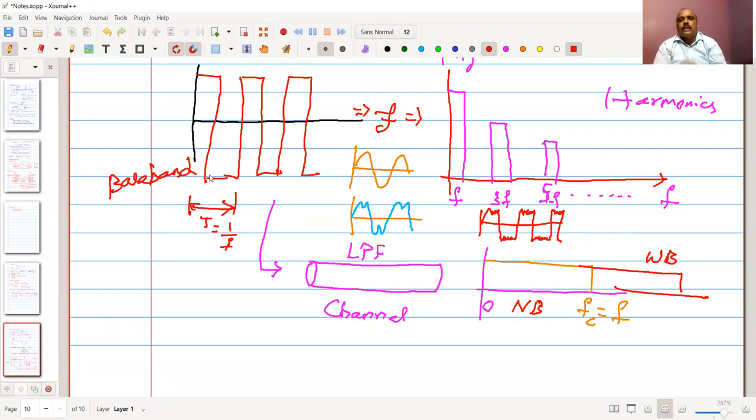In the next class, I will touch upon baseband frequencies, narrow band and wide band channels, and we will do some analysis of them. We will also see the effect of harmonics and look at very important theorems called Nyquist, which will come later. We will discuss baseband, wideband, and narrowband transmission, also with approximations.